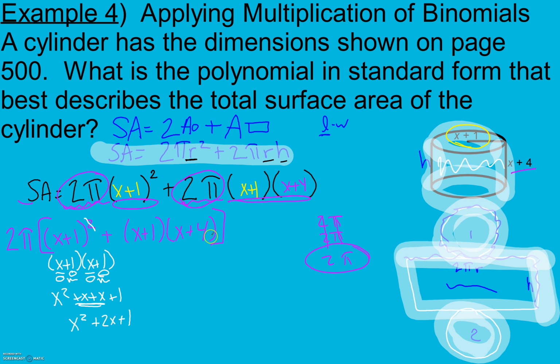I can do the same thing here. Here I have 2 different factors, so I can easily see that I need to FOIL them, instead of here when we had to remember that we take our entire base times itself. So firsts, outsides, insides, lasts. Combine our like terms. 4x plus 1x is 5x plus 4. Keep in mind this entire thing is still being multiplied by 2 pi.